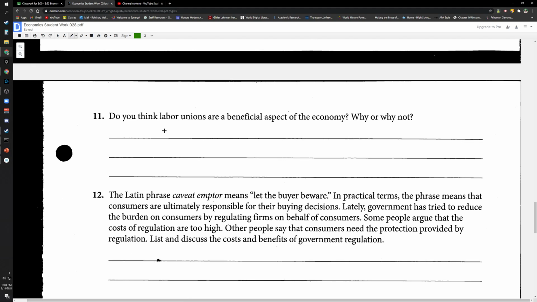Question 11, do you think? I can't answer this for you. I mean, it's up to you. So the great thing about question 11 is there's no way to get it wrong as long as, one, you take a position, and two, you explain why you agree or don't agree, okay?